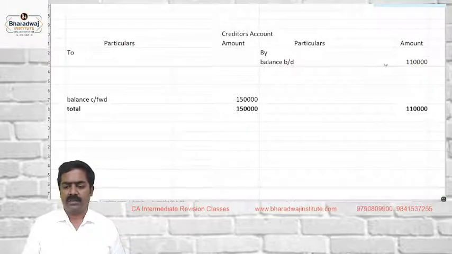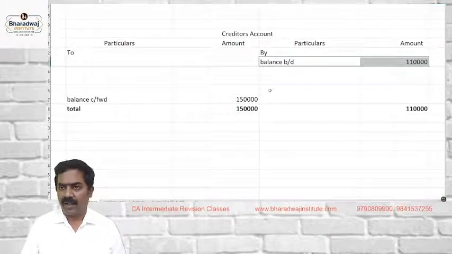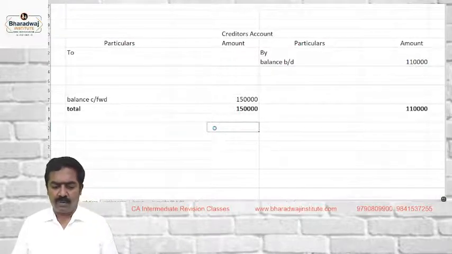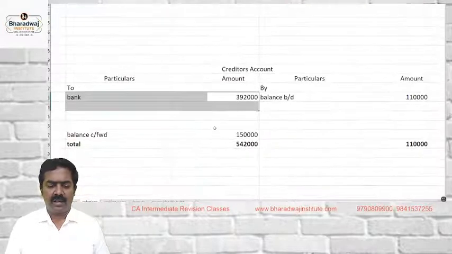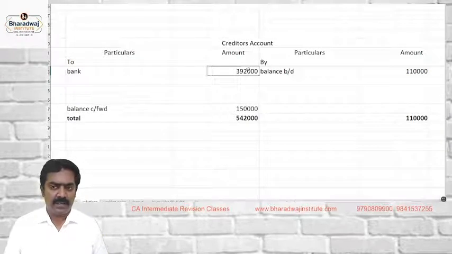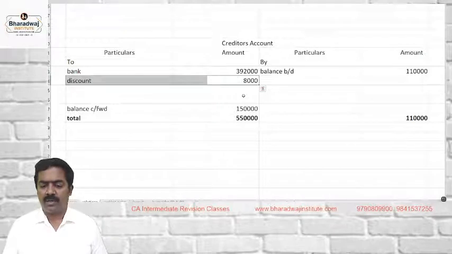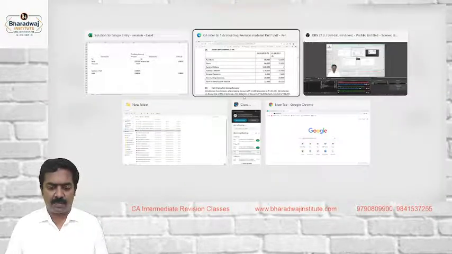Pay attention. What is the opening balance of creditors? 1,10,000. What is the closing balance? 1,50,000. Then, how much money is paid for them? 3,92,000. What is the discount? 8,000 discount. There are two adjustments given in the problem.